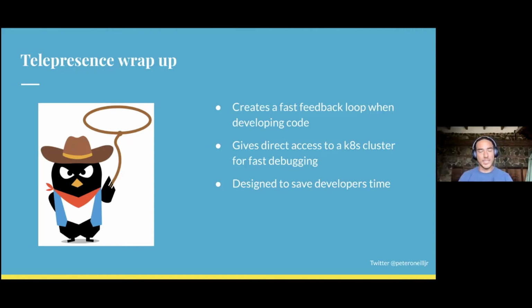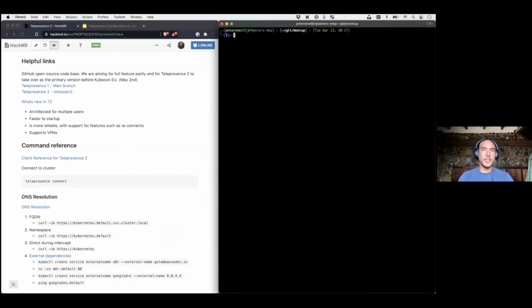It gives you direct access to your cluster networking for fast debugging and just overall, it is designed to save some time. First thing is just the simple telepresence connect, and this is establishing that network connection between your local machine and the remote cluster. This is hooking up a local Telepresence daemon to the traffic manager that we showed in the architecture diagram earlier, running in the remote cluster.